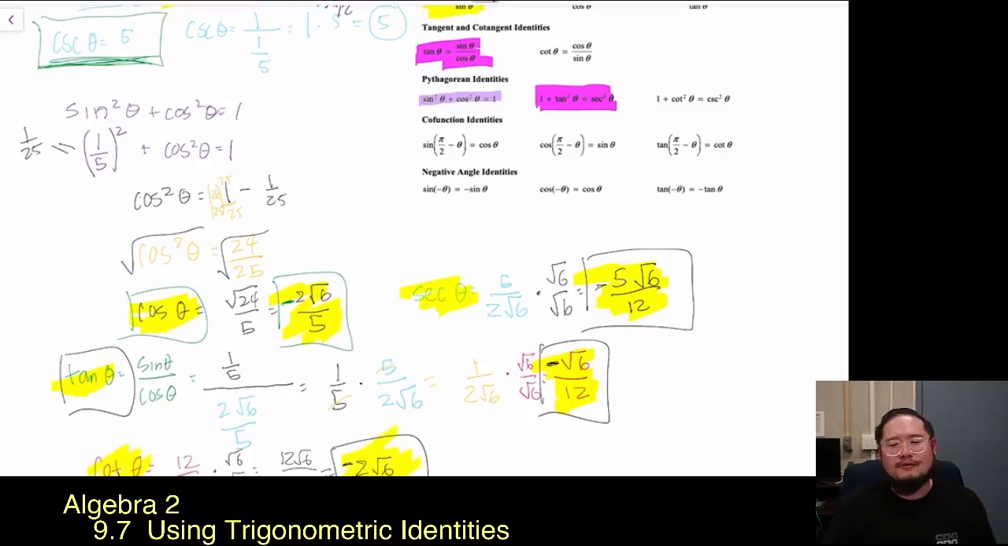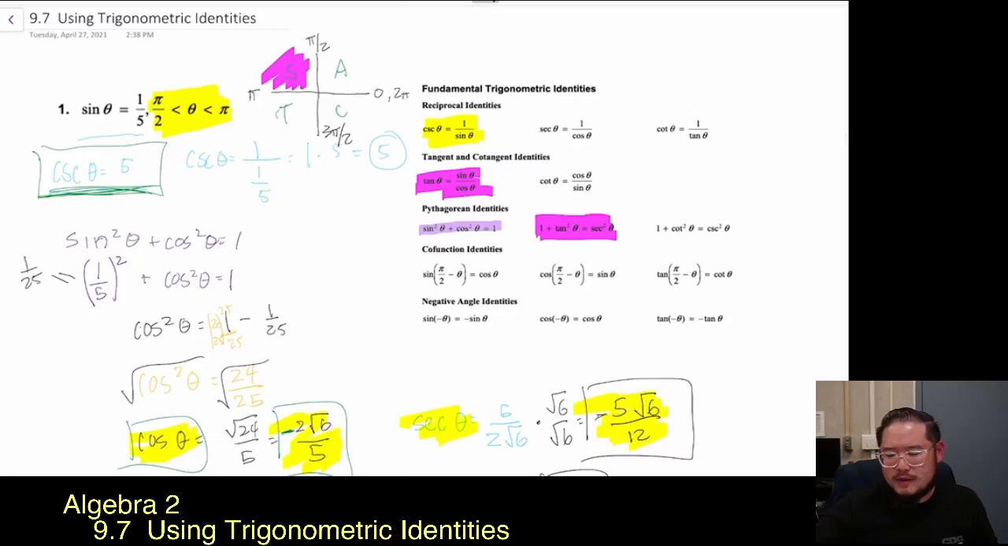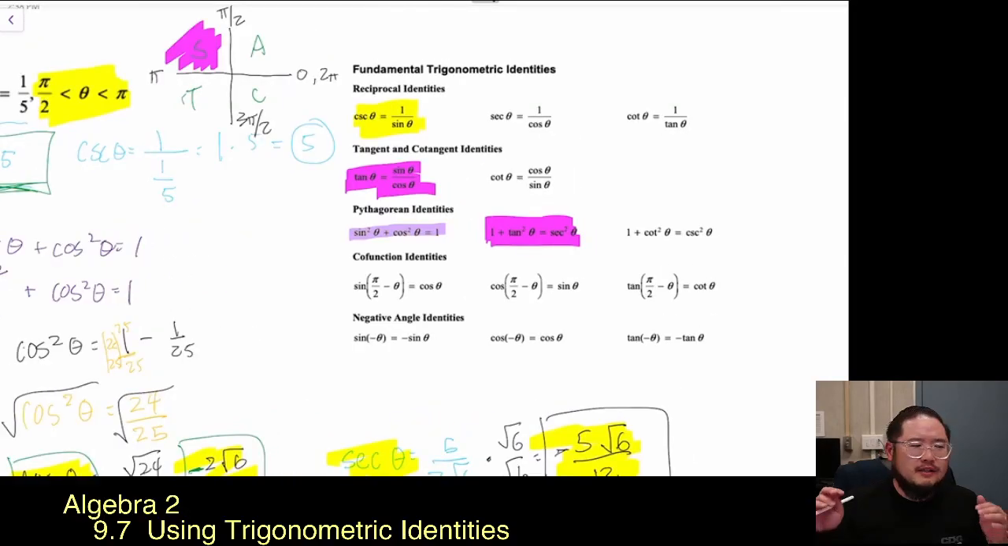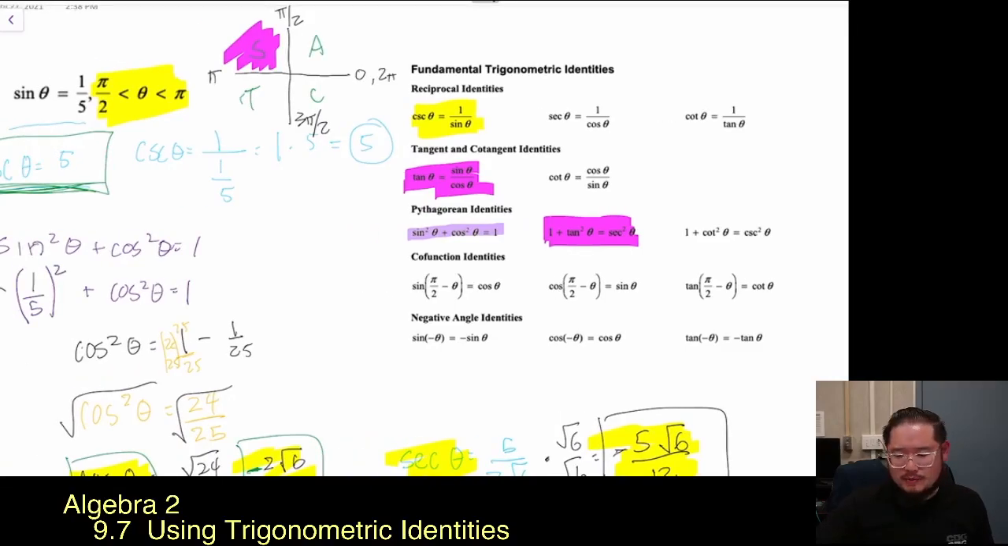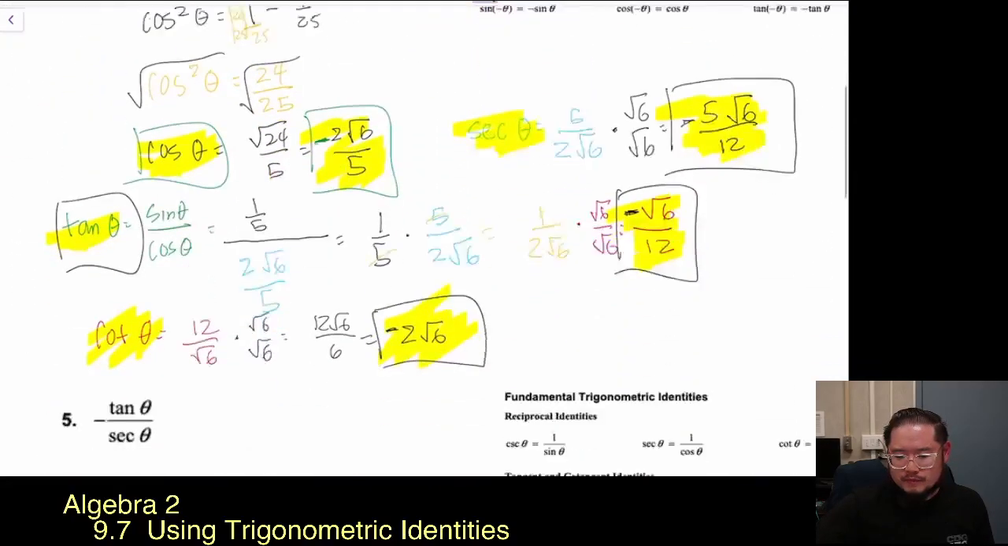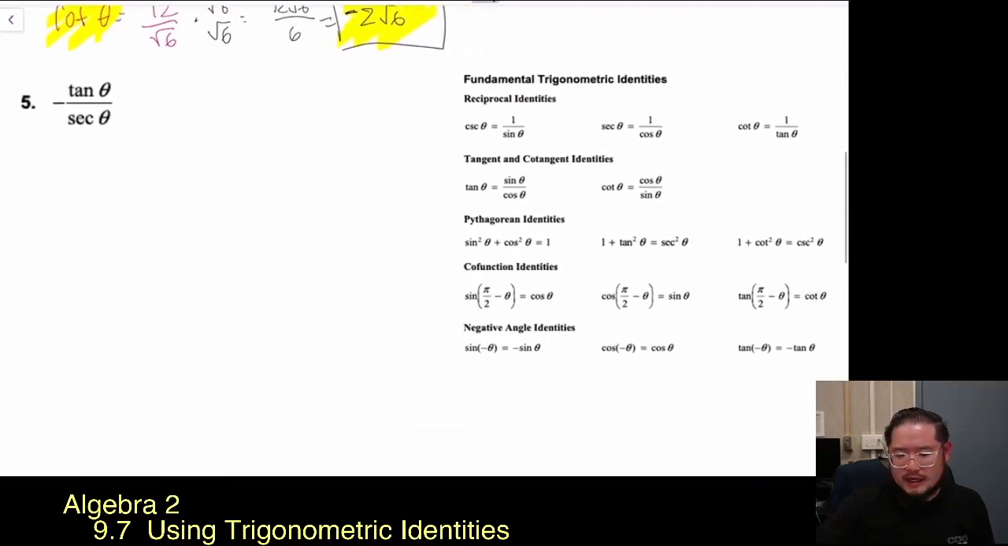And now we have finished solving for all 5 other trig functions in this problem. That's all based off of using these fundamental trig identities. There are different tricks that we're going to cover, and as you could see how I put them together to solve our questions. All right, so that took up quite a bit of time. Let's go ahead and take a look at the next problem.